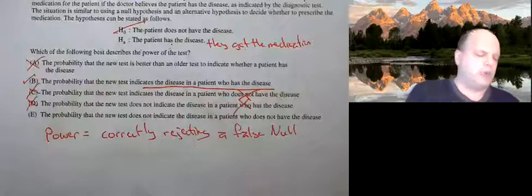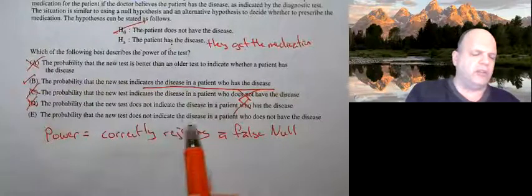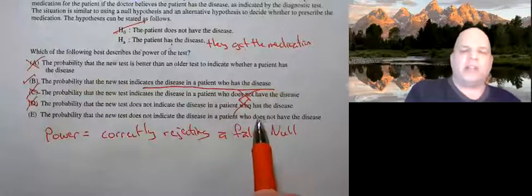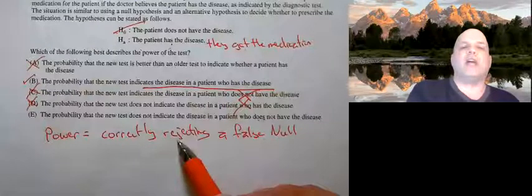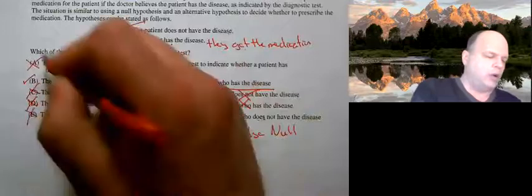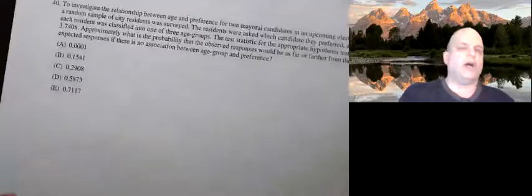It's correctly rejecting. The probability that the new test does not indicate the disease in a patient who does not. And yes, that is a correct decision, but we have to correctly reject, and that would not be rejecting the null. So this is wrong. Our best answer is B. So 39 is B. All right, on to problem 40.